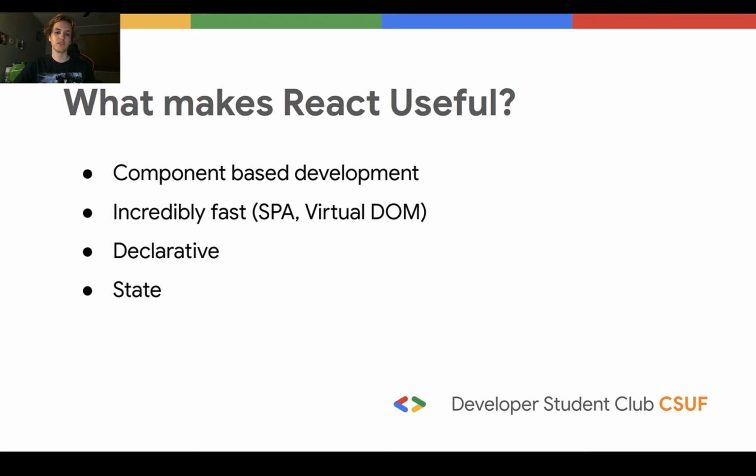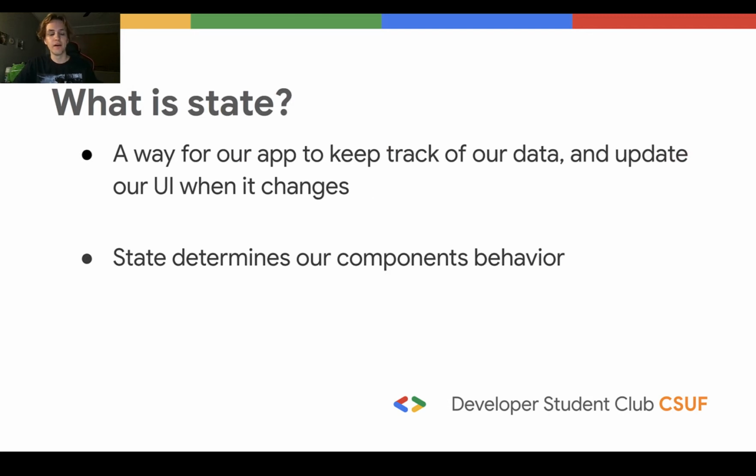And the reason they do this is because their virtual DOM runs a diff of your React code, and it will update only the UI that has changed based on state. And we'll get into what state is right now. State is basically just a variable in your code that holds data and can be changed. And when it changes, that's when your UI will update.